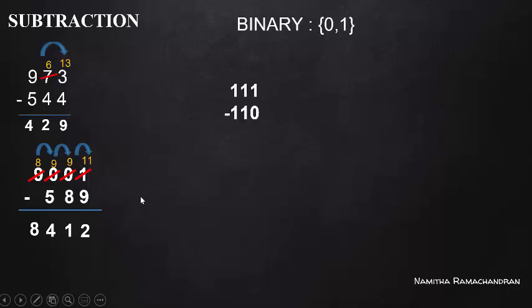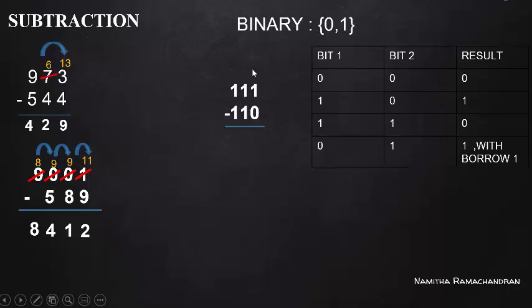Okay, so consider one subtraction. 111 subtracted by 110. For subtracting this, we can consider this particular table. Subtracting 0 from 0, the result is 0. And 1 minus 0 is 1 itself. And 1 minus 1 is 0 with no confusion.